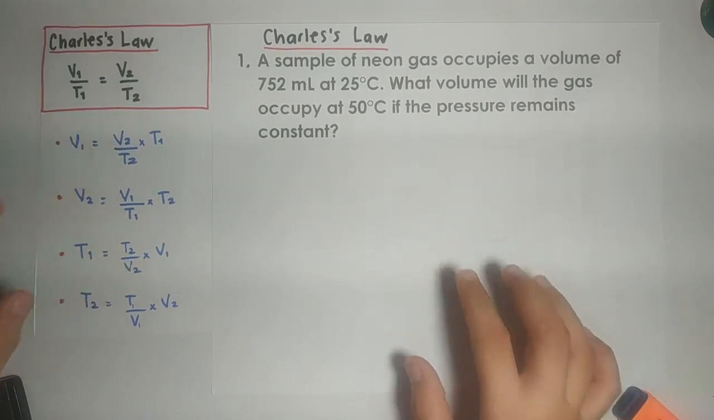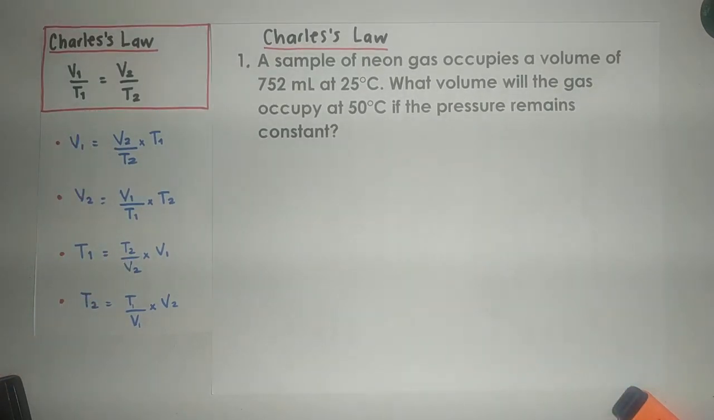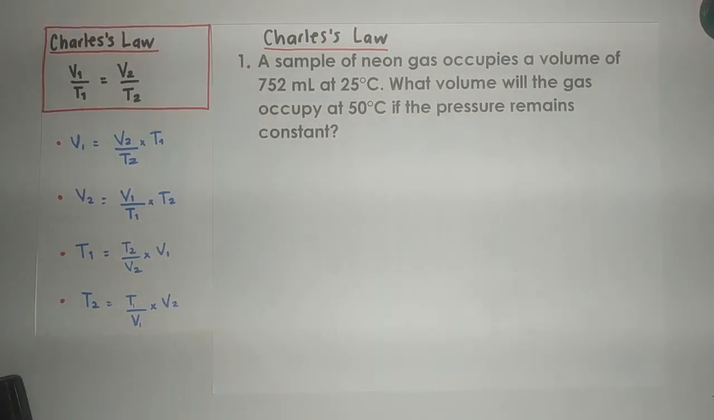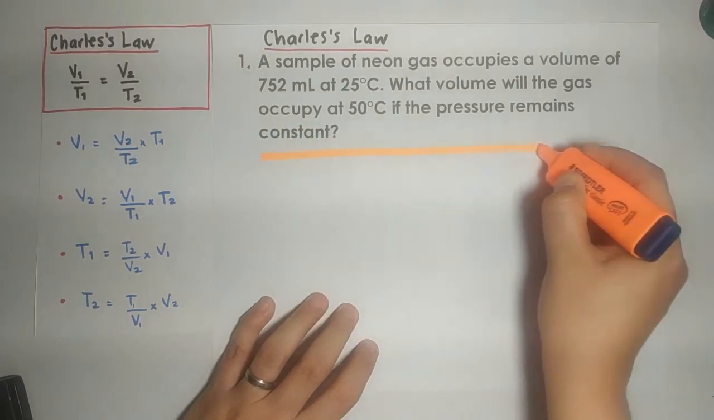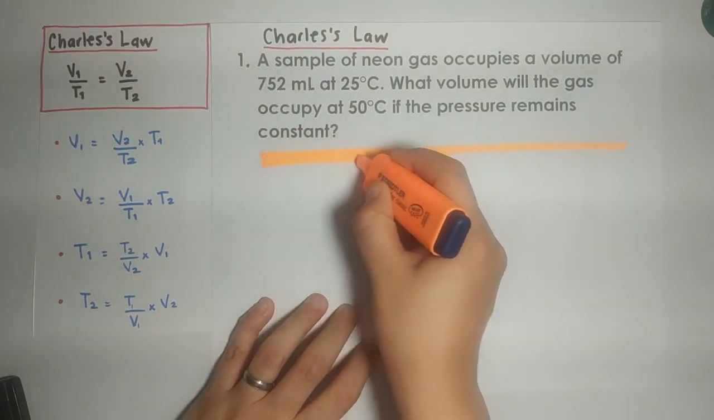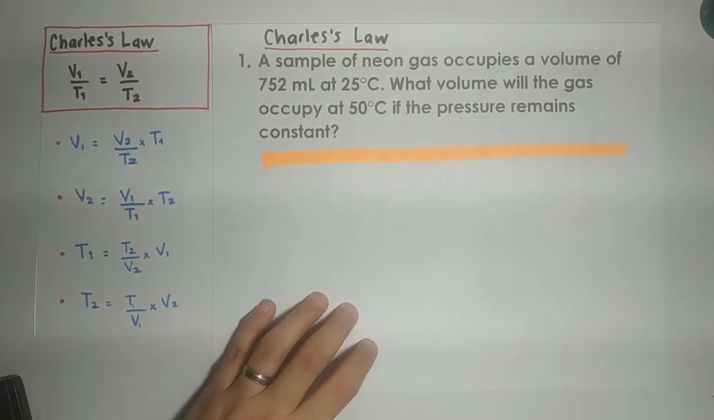Now, let's take a look. A sample of neon gas occupies a volume of 752 milliliters at 25 Celsius. What volume will the gas occupy at 50 Celsius degrees if the pressure remains constant? Now, I forgot to say, but for Charles' law, temperature should always be in Kelvin. So I'm going to write here, temperature is measured in Kelvin.